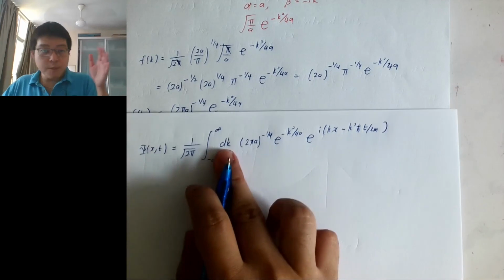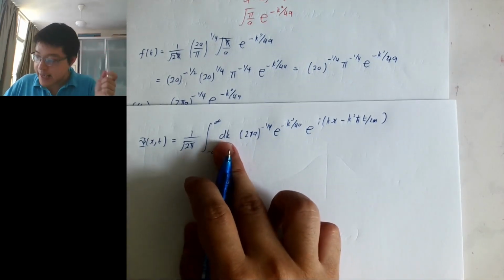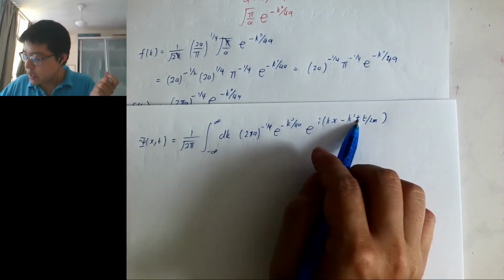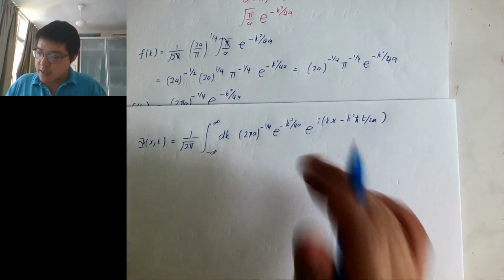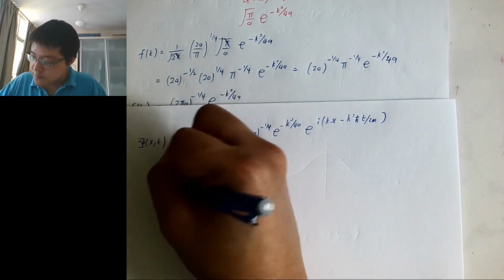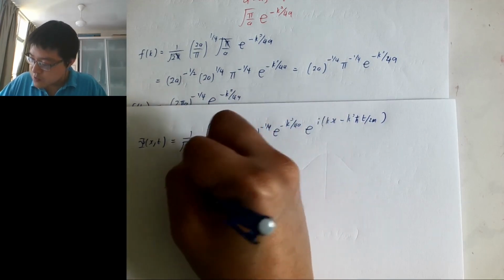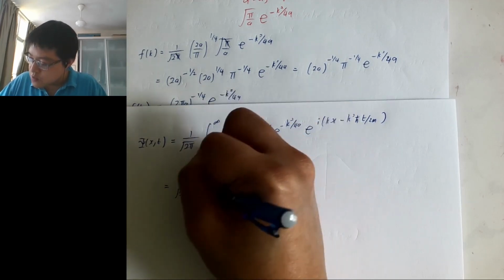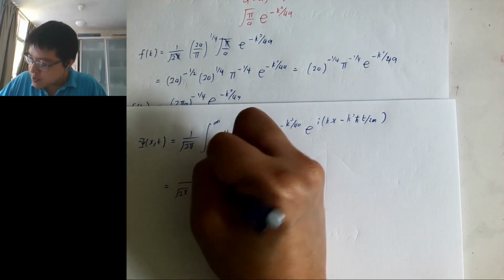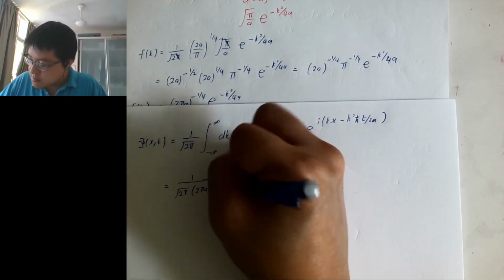Okay, so now my variable of integration is k. You look at the k, there's a k squared here, there's a k here. So let's try to group the coefficients together. Firstly, I will take the constants out. This is root 2 pi. This is 2 pi a to the power of 1/4. Negative, so I put it downstairs.